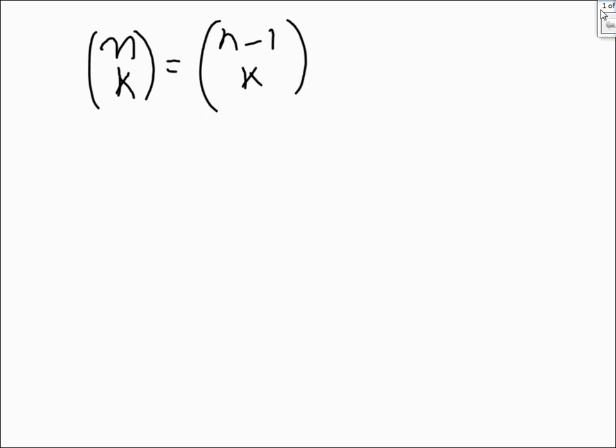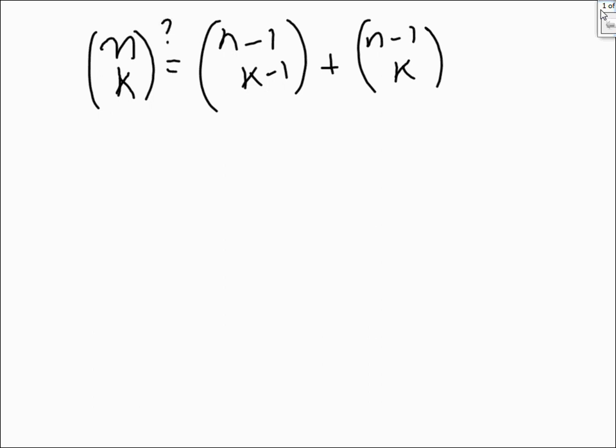Okay, we're going to look at a combinatoric identity. We'll prove it a couple of ways, and we'll look at it in a special way. N choose k is equal to n minus 1 choose k minus 1, excuse me, plus n minus 1 choose k. Okay, so let's see why this is true.